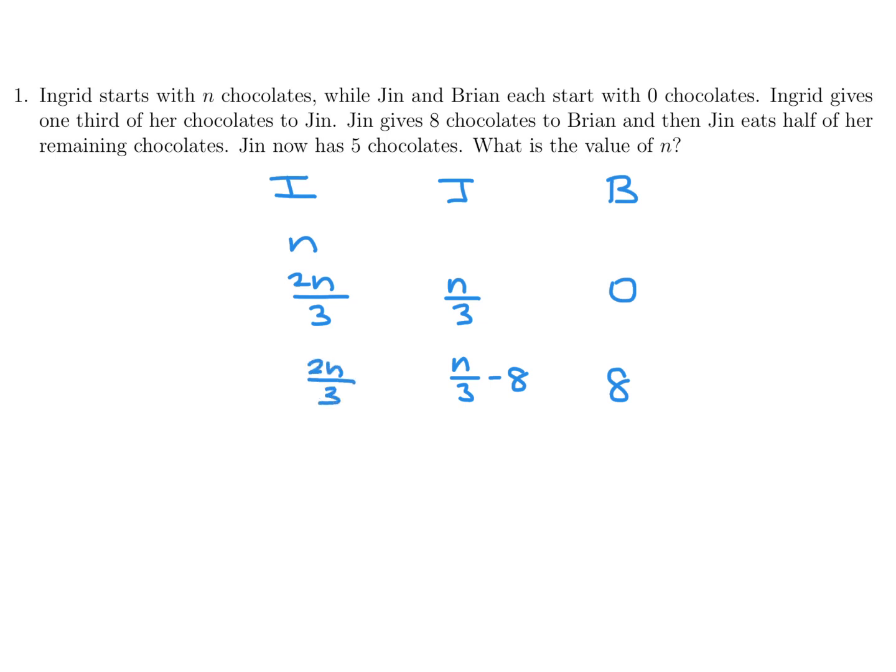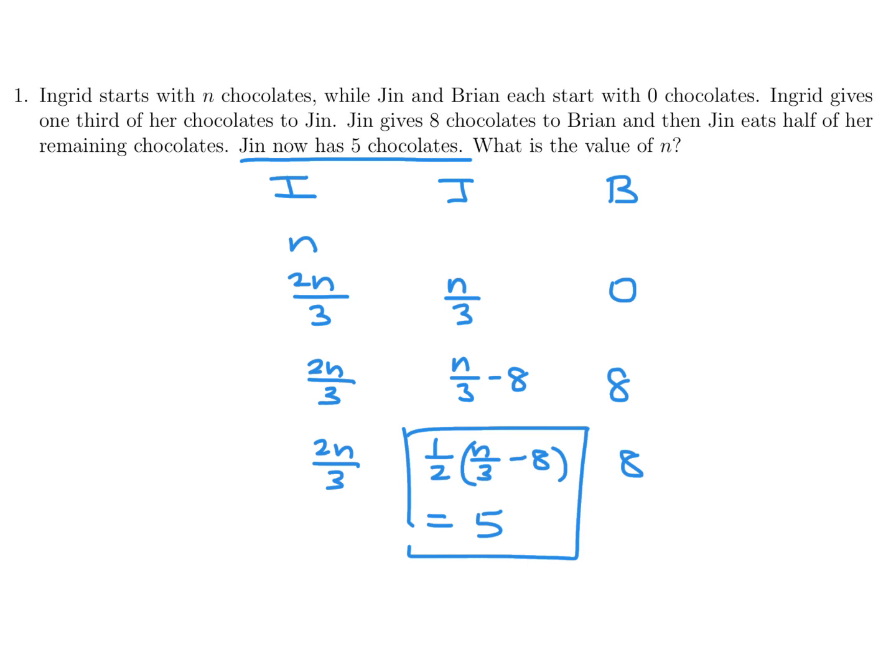And then the very last thing is Jin eats half, so this becomes half of what was previous. And I think these two don't change. This is still 8, and this is 2N over 3. And then now they're telling you a numerical value, that this thing is equal to 5. So that is the algebra.